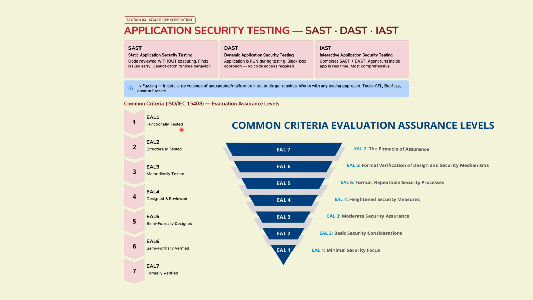Now, number 1 basically indicates that the product is merely functionally tested, to confirm that it works as advertised. Number 7 is formally verified. That is basically considered the most secure and rigorous, a mathematical proof of its security architecture.